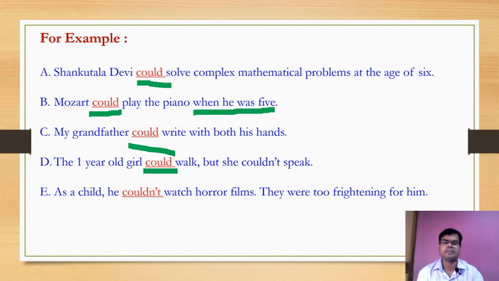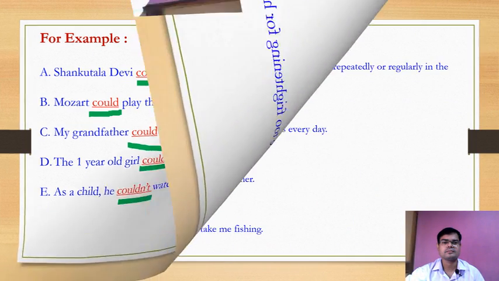In the last example, as you can see here, as a child, he couldn't watch horror films. They were too frightening for him. When he was a child, he couldn't watch horror films because those films were too frightening for him. So what was not possible for him? To watch horror films. Hence, couldn't has been used.